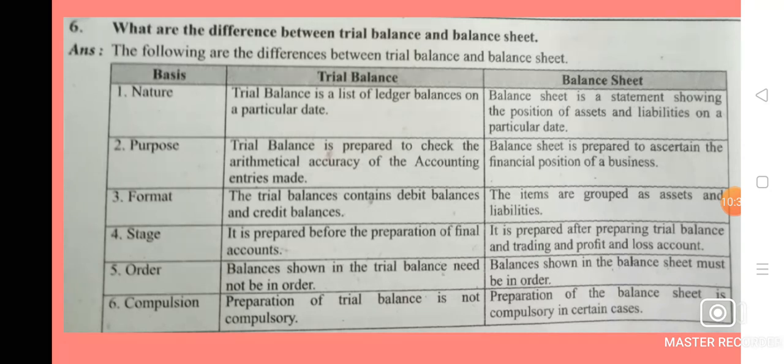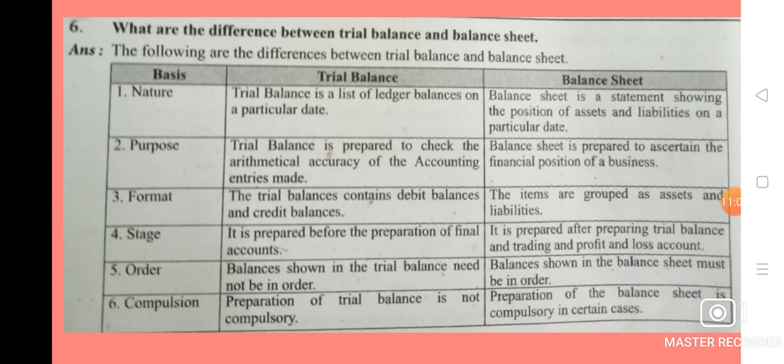Then format. The trial balance contains debit balances and credit balances. There are two balances to be followed. One is debit balance and another one is credit balance. Then next, balance sheet. In the case of balance sheet, the items are grouped as assets and liabilities.